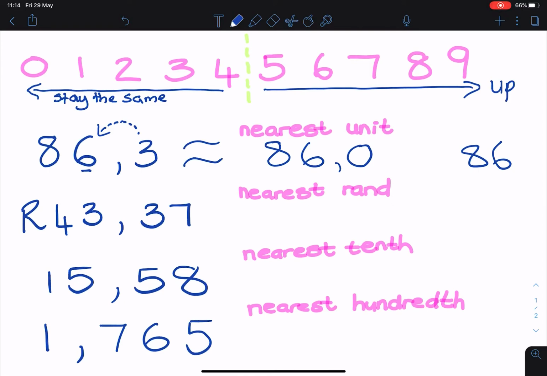Right, let's look at the next one. 43 Rand and 37 cents, rounded off to the nearest rand. Well, the nearest rand, the full rand, is the unit. So there is our nearest rand, our unit, and this 3 tells that 3 to stay the same. So our answer is 43 Rand and no cents.